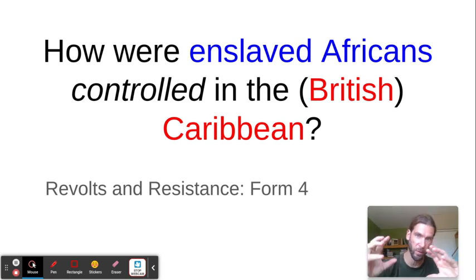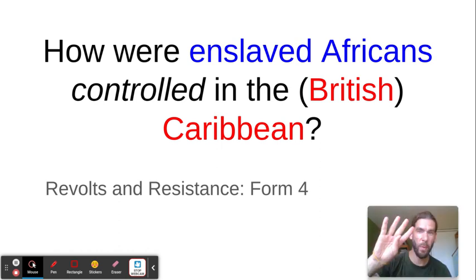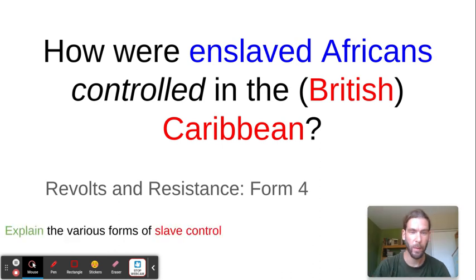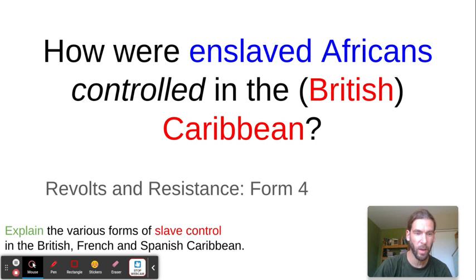So our focus is on the British Caribbean, but sometimes examples from the French Caribbean or the Dutch Caribbean also pop up. It is from the theme Revolts and Resistance, meant for Form 4. And the main goal from the syllabus is to explain the various forms of slave control in the British, French, and Spanish Caribbean. The important word in this context is explain. You have to be able to explain it in depth, within a few sentences, within a short essay, within a short explanation. You have to be able to tell more about what we are doing here.